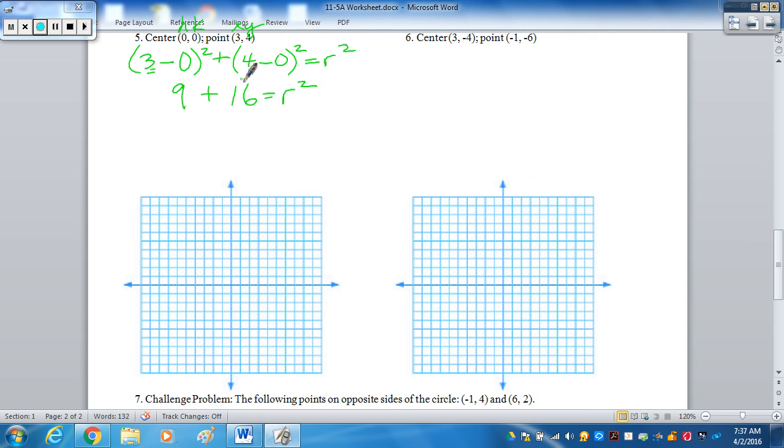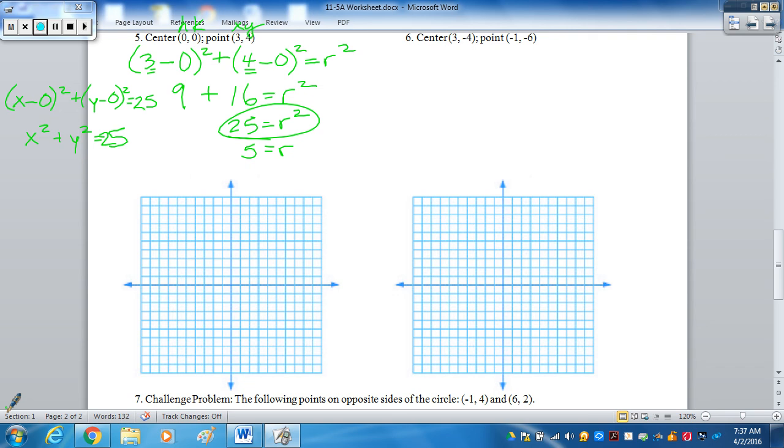Okay, hopefully this is starting to look like a familiar triangle to you. 9 plus 16 is 25, and the square root of 25 gives me my radius. Now, if I want to solve for my equation, it's going to be (x minus h) squared plus (y minus k) squared, and that will equal the radius squared. So in the end, if I simplify all this up, here's what I would like to see as the equation for this circle: 25 there.